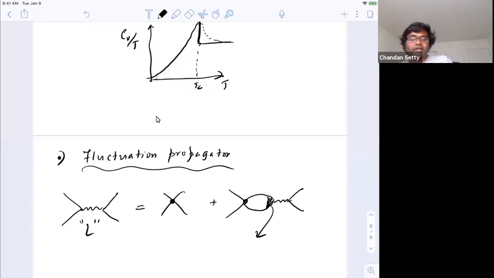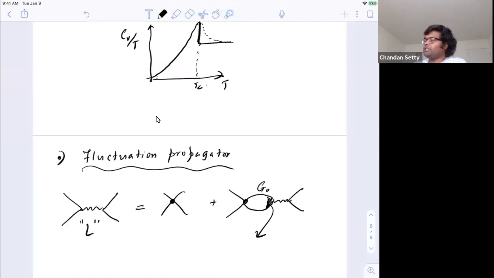If you're considering fluctuations of the simple BCS theory, in the absence of impurities, you can just have some non-interacting Green's function, G0, and you would have no vertex corrections. But typically that's not the case. You have impurities, you have some interactions, so on and so forth, and then you would have to solve the full Bethe-Salpeter equation.